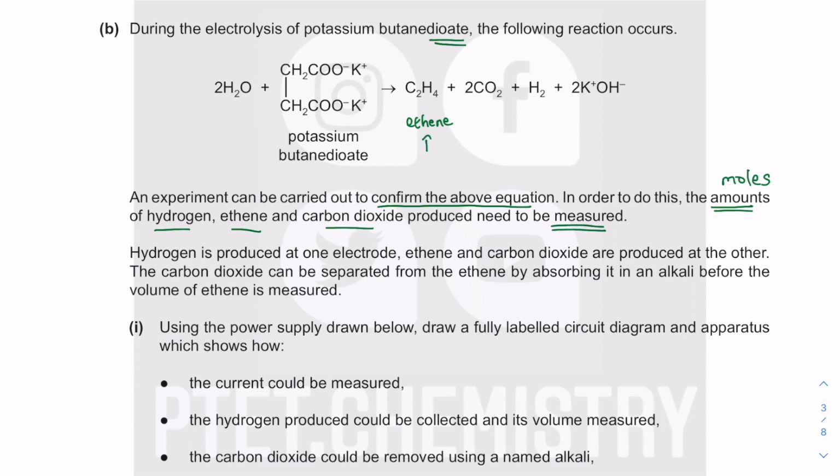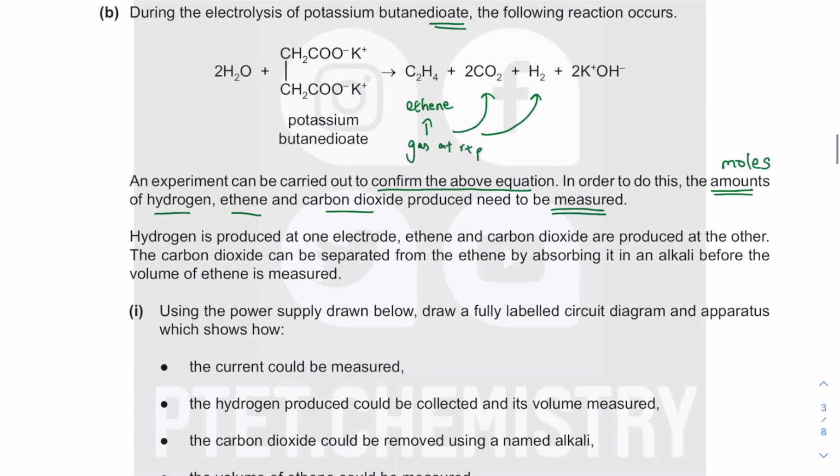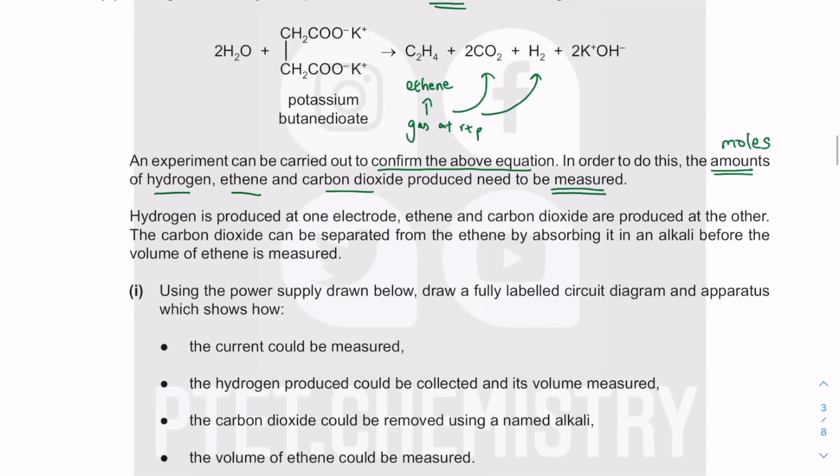So ethene is a gas at room temperature and pressure. The same thing is true for CO2 and H2. So we are measuring the volume of gas being produced. Hydrogen is produced at one electrode, and that's not too surprising. It will be at the cathode.